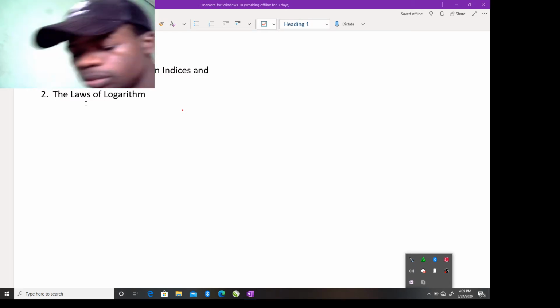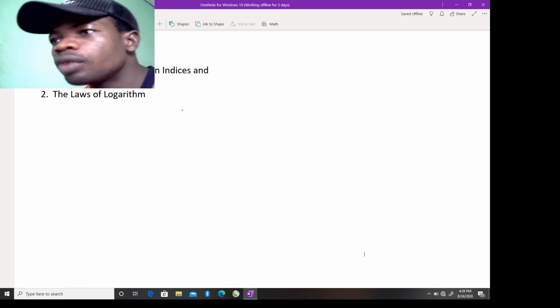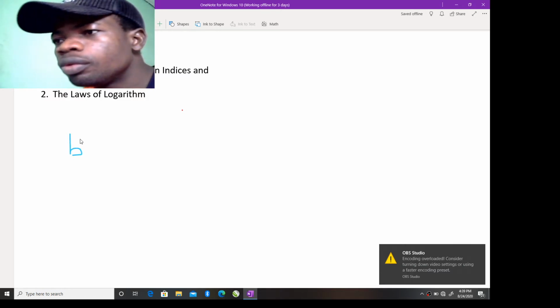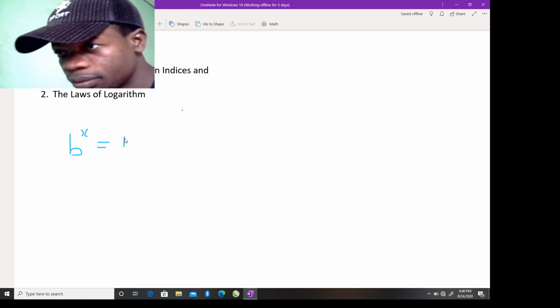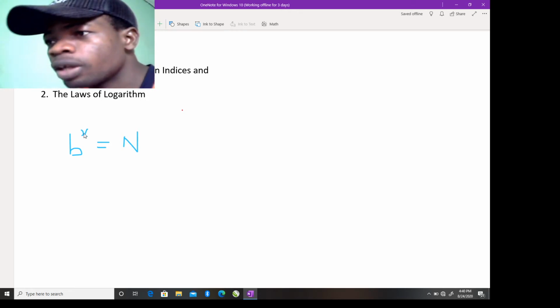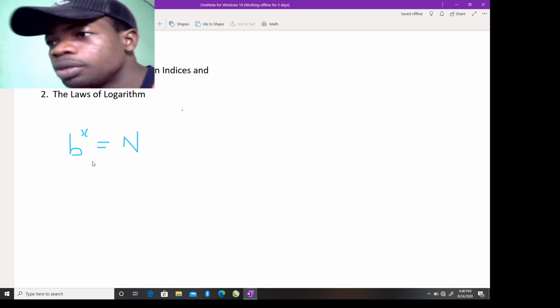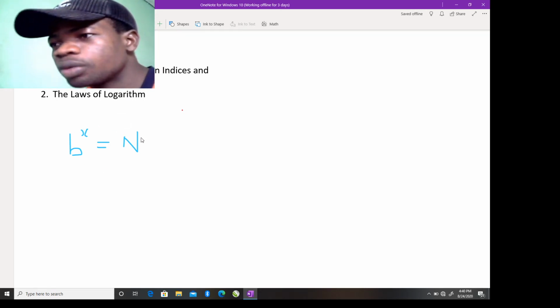If you have, for example, b raised to power of x, and that is equal to n. What do we have? Then what happens? This x can be equal to log, base b, n. So from here this is an index, this is in indices form. This is a question in indices form. We want to write this in logarithm form.